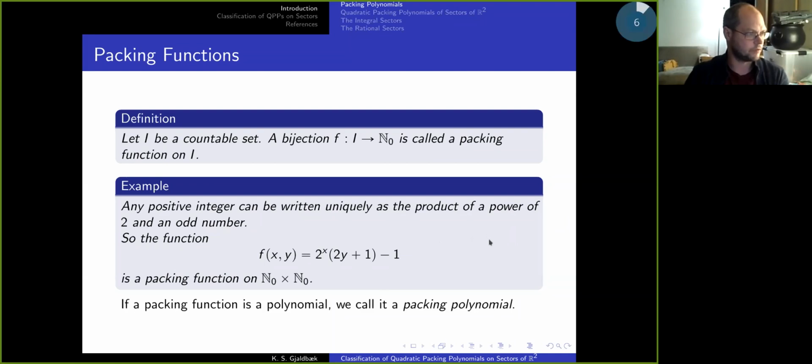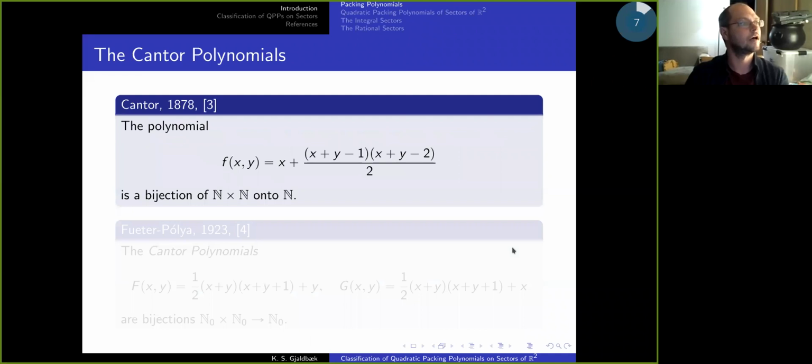If this happens to be a polynomial, which the example isn't, but if a packing function is a polynomial, we call it a packing polynomial. The first of its kind is due to Cantor, which is the polynomial you see here. He mentions in his 1878 paper that this function has the remarkable property that it represents every positive integer exactly once when you let x and y run over the positive integers.